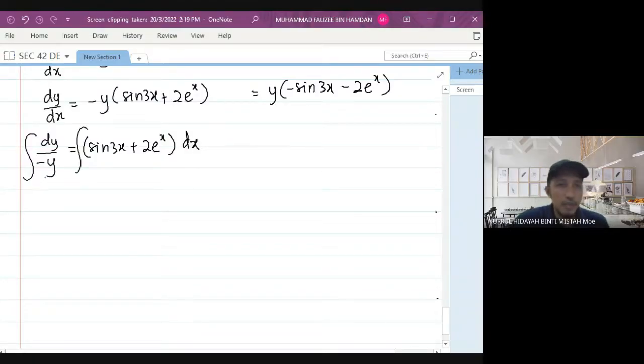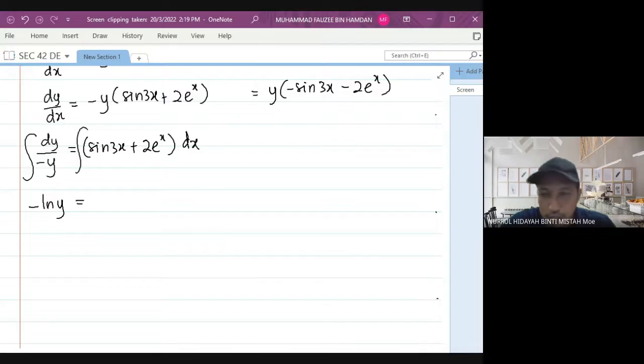The first one, we integrate with respect to y. Negative ln y. Very good, Rahul. Now this one: integrate sine 3x with respect to x. We can integrate one by one. Integrate sine 3x dx. So what is the answer? Anybody know?